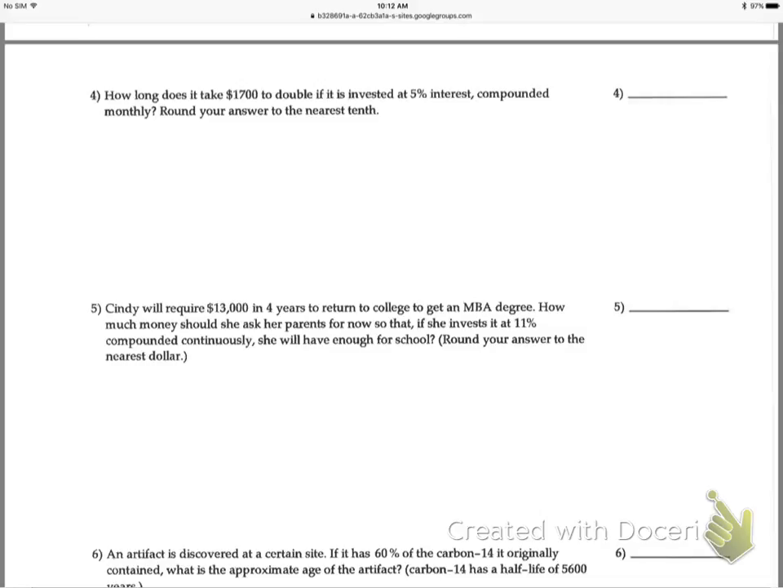Cindy will require $13,000 in 4 years to return to college to get an MBA. How much money should she ask her parents for now, so that if she invests at 11% compounded continuously, she has enough money for school? What formula? PERT. How do we know? Compounded continuously.